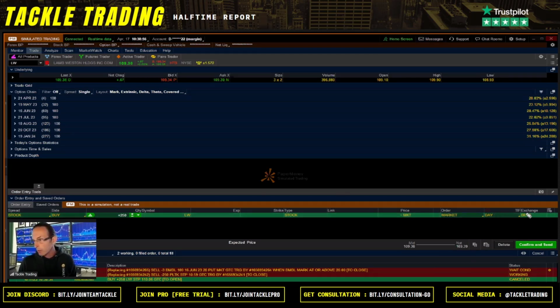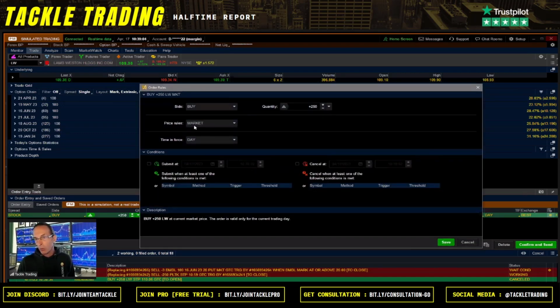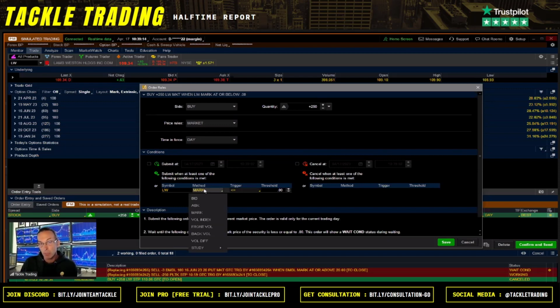And this is the gem. Right over here, or in your broker, you can look for what's called a contingent or a condition. When I click that little cog wheel, it brings up my order rules. Here's my buy the stock order. Then down here, you just tell it when. When LW mark, that's the price it's trading at, or mid, and then pointing to the right, is greater than. I mean, it has to clear 110.06.